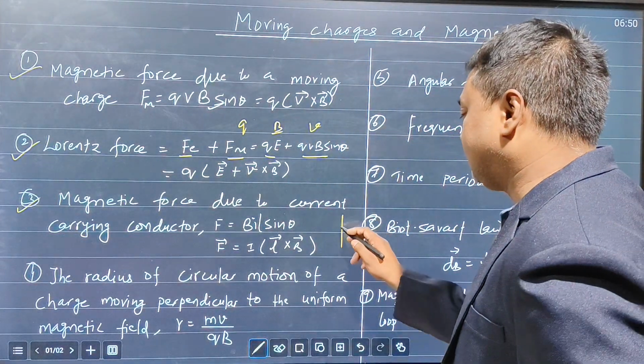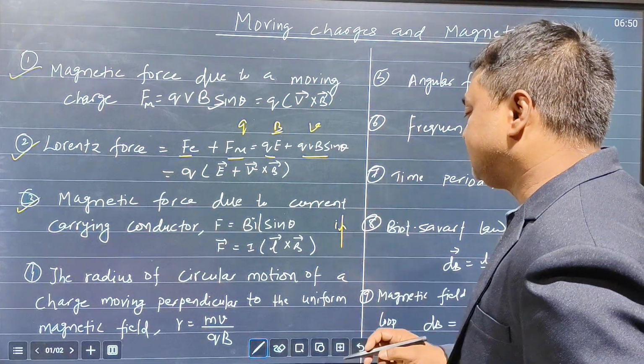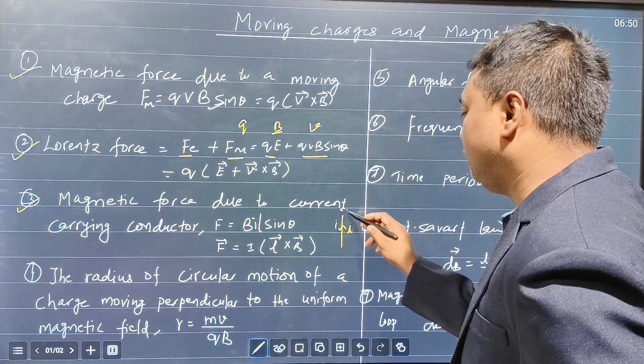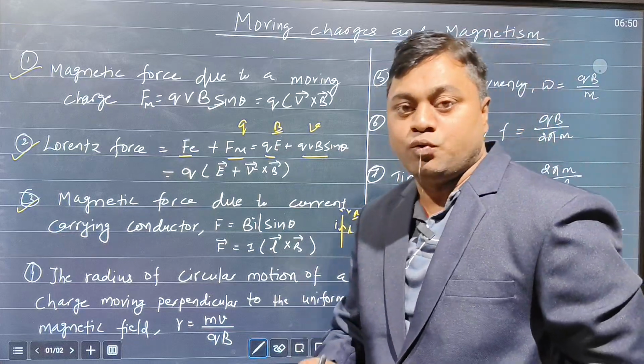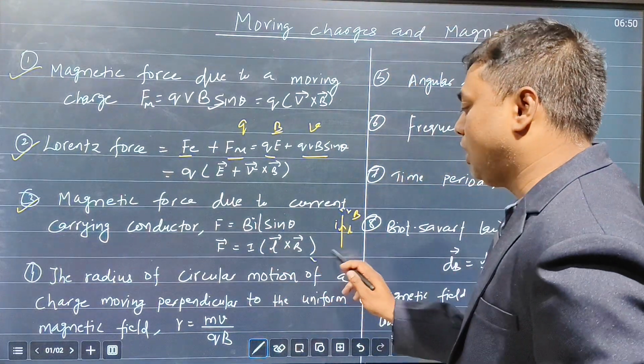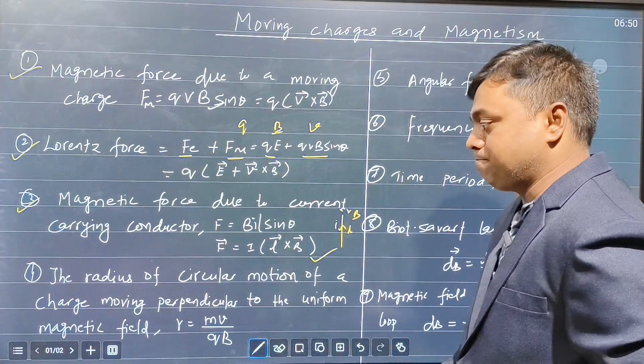Next, magnetic force due to a current carrying conductor. If I is the current in the conductor of length L, placed in the magnetic field B, it will experience a force. Force is equal to BIL sin theta, or we can write F is equal to I into L cross B.